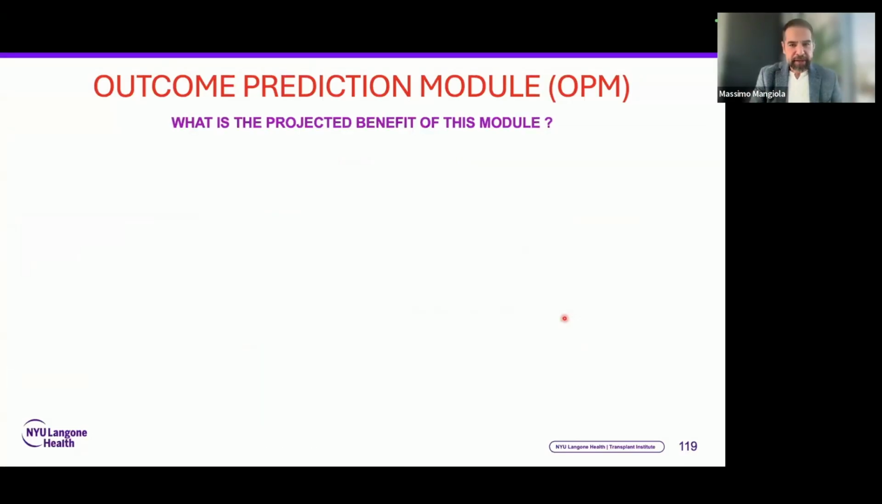What is the projected benefit of this? I've been thinking about it. And again, I don't want to just talk about how cool this is, but I want to put it in the context of our everyday life. And I think this module has a projected benefit that is at least twofold.